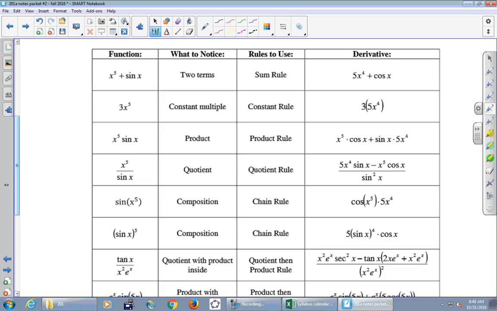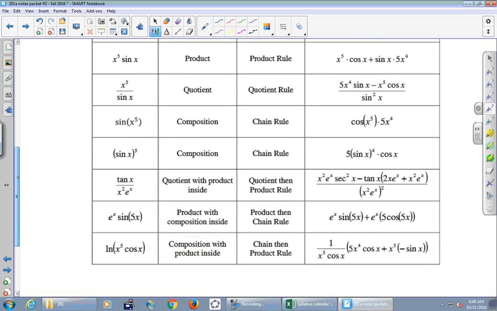What rule here for x to the 5th sine x? That's a product rule. x to the 5th over sine of x, that's a quotient rule. All right, how about sine of x to the 5th? That's a chain rule. What's the inside function there? x to the 5th. So then the overarching thing that I see in this one is sine of stuff.